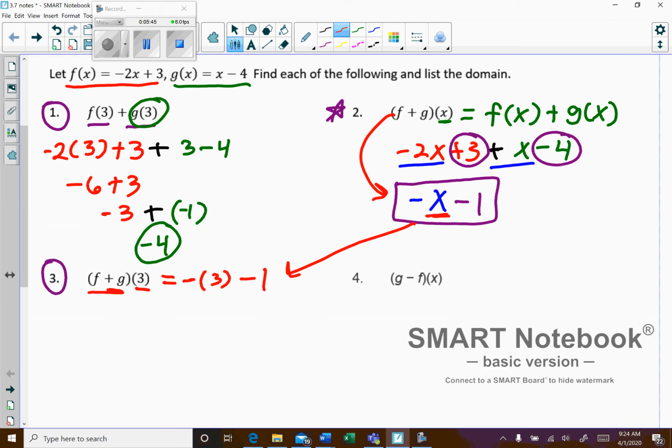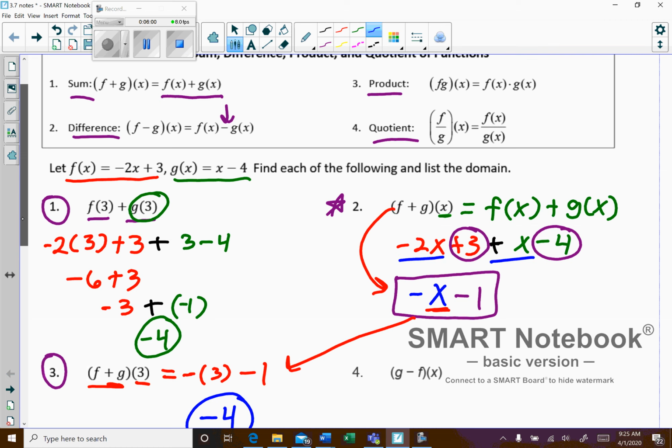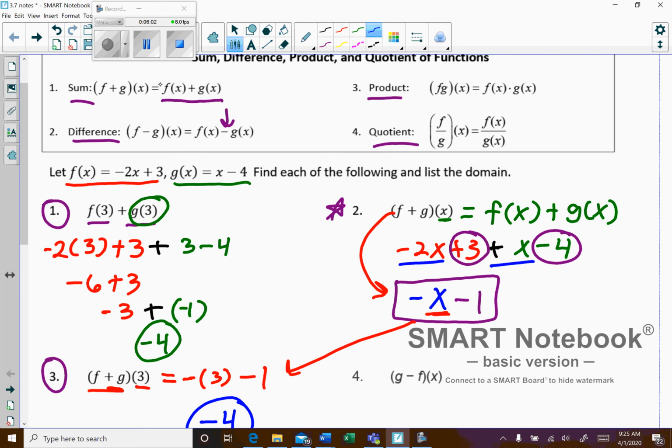Now I'm turning it into f plus g of 3. So the only difference is the x is now a 3. So now I have a negative 3 minus 1, which is negative 4. So you can see you get the same result. Really this first part was just showing you that this is balanced right here. F plus g of x is the same thing as f of x plus g of x separated, adding the two functions together. That's all I was trying to make a point of.